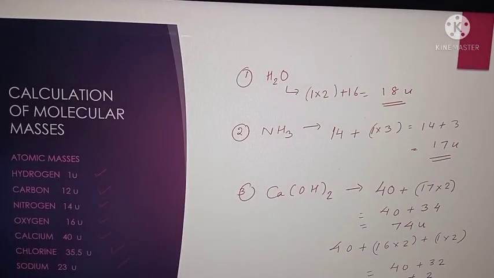The last topic we have done is calculation of molecular masses. Molecular masses can be calculated using the atomic masses. So we have to remember all these atomic masses of simple elements like hydrogen, carbon, nitrogen, oxygen, calcium, chlorine, sodium, etc. You can calculate it based on the chemical formulae. Okay, so next class we'll study about writing chemical formulae.